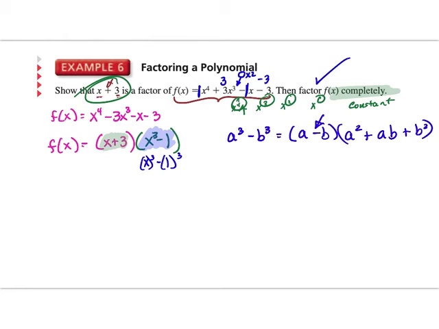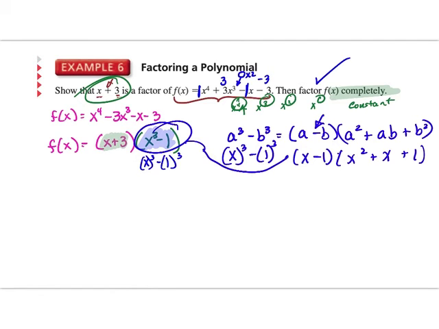For us, this is an x that's cubed and a 1, so every time I see an a, I'm going to put x. Every time I see a b, I'll put 1. So this is x minus 1, x squared, 1 times x, and 1 squared, which is 1 times 1, still 1. So that's what just this part equals.